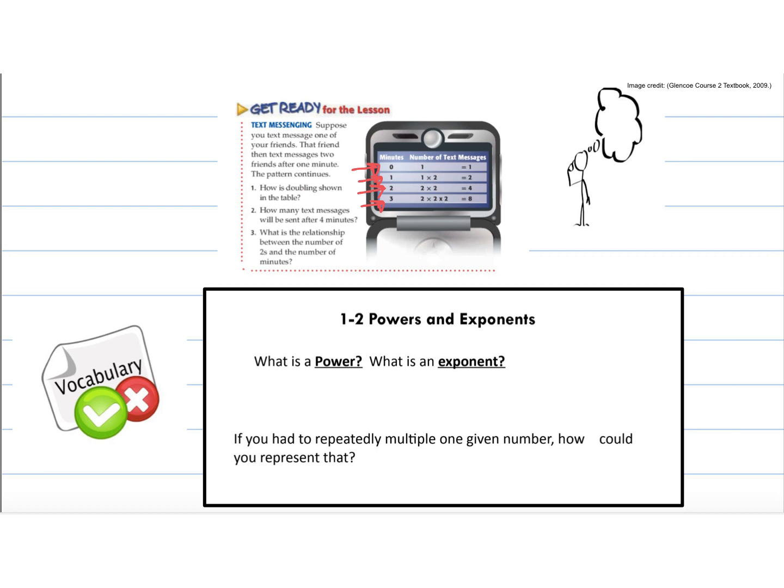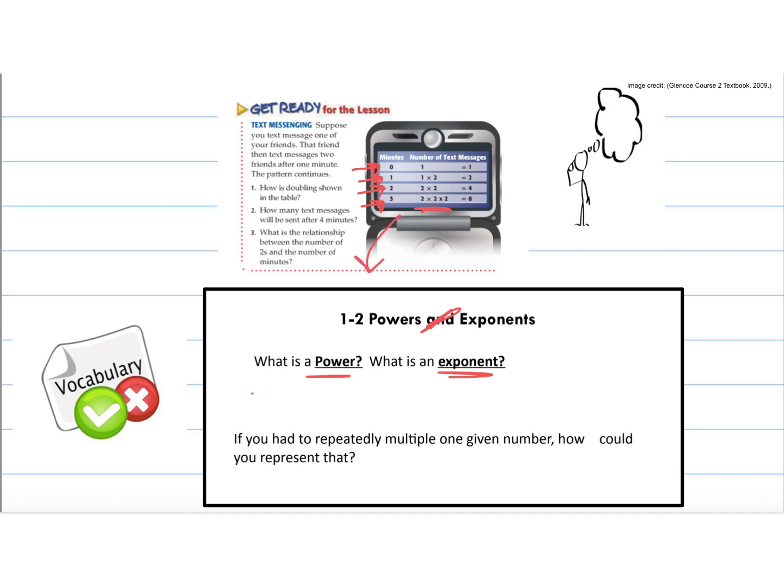So basically I texted 1 person and then they texted 2, and then times 2 because they each texted 2, and then each one of those texted 2. So it would be 2 times 2 times 2 and that pattern would keep going. So if we look here, what is a power and what is an exponent? These are words that I want you to write down because they're vocabulary words, and you could just write it as power / exponent because they're used interchangeably and they basically mean the same thing.